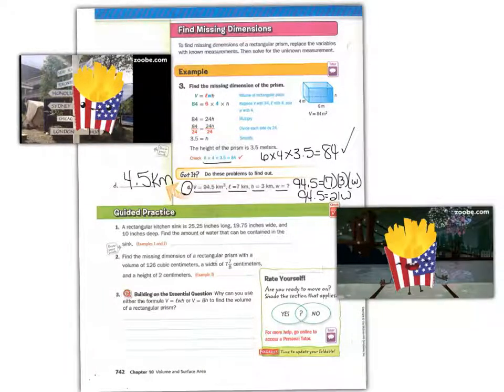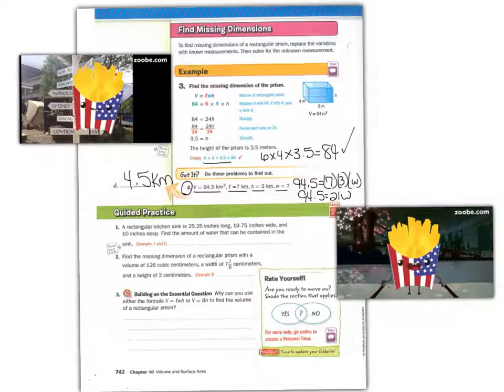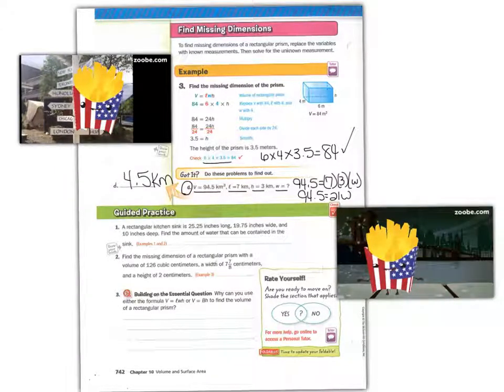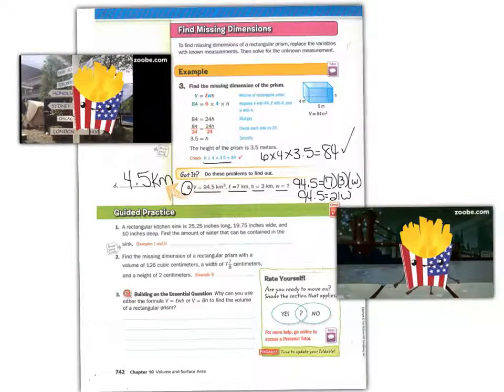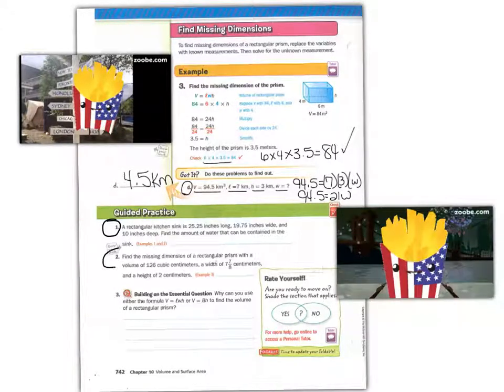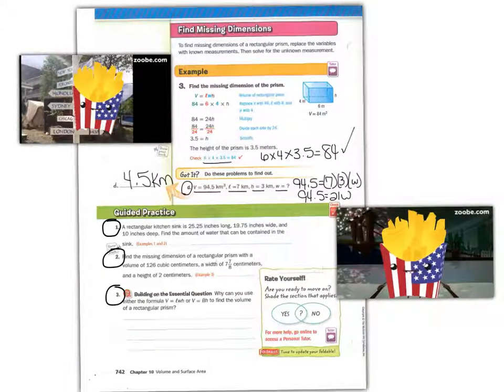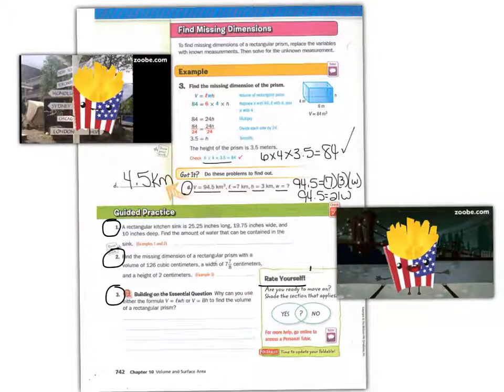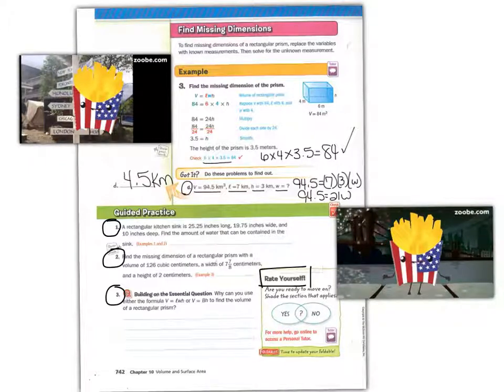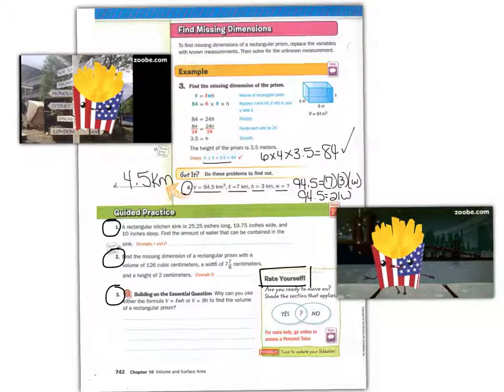Look, there's fireworks everywhere. Alright, last thing you guys need to do to finish up this lesson is to do the guided practice and rate yourself. Please try to answer number 1, 2, and 3, and then rate yourself. Are you ready to move on? Shade the section that applies to you. It's either yes or no, or you're really not sure. Great job on this, guys.